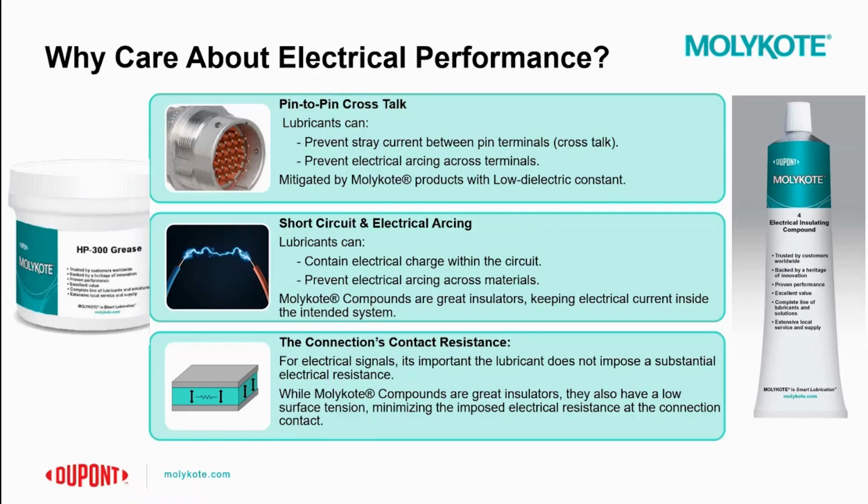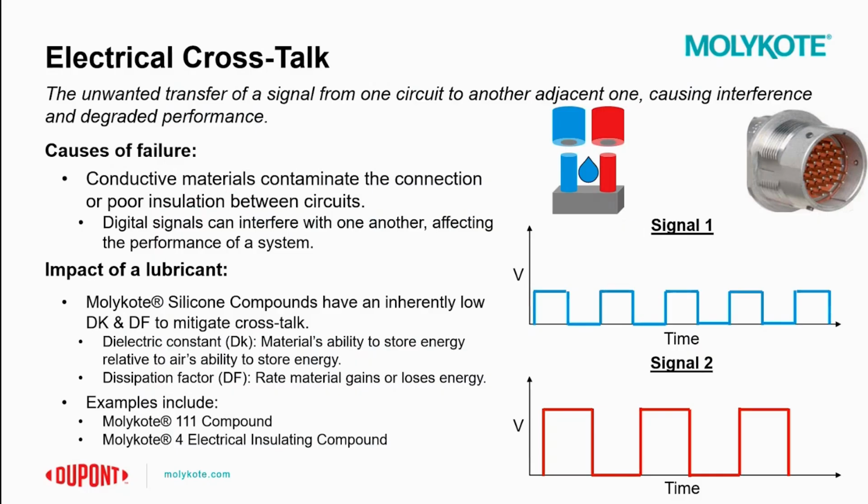So to kick this off, why are we tying the knot between a lubricant and electrical performance? Well, there are 3 topics I want to touch on with you today that are all affected by the presence of a lubricant. These include pin-to-pin crosstalk, where it is important to have clear electrical signals transferred without interference, prevention of short-circuiting and electrical arcing that can be detrimental to an electrical system, and the protection of an electrical connection's contact resistance. MOLYKOTE products have a hand in each of these performance metrics, helping electrical systems perform as they were originally intended. Okay, so let's dive into the details of electrical crosstalk.